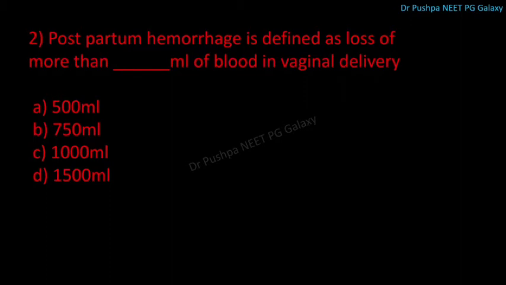The second question is, postpartum hemorrhage is defined as loss of more than what amount of blood in vaginal delivery? 500 ml, 750 ml, 1000 ml, 1500 ml. The correct answer is 500 ml. Normally, there will be loss of blood in case of vaginal delivery, usually up to 500 ml is normal. If it is more than 500, it is called postpartum hemorrhage. In case of cesarean section, it is loss of more than 1000 ml of blood.